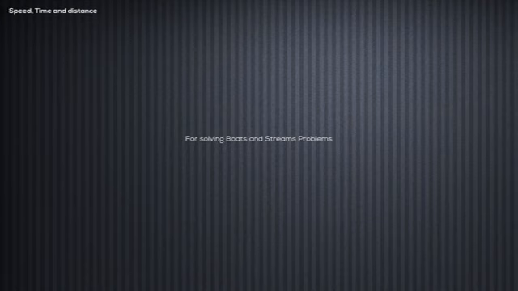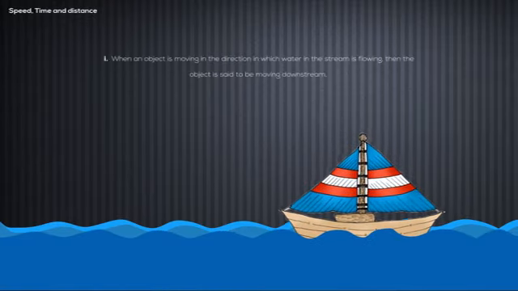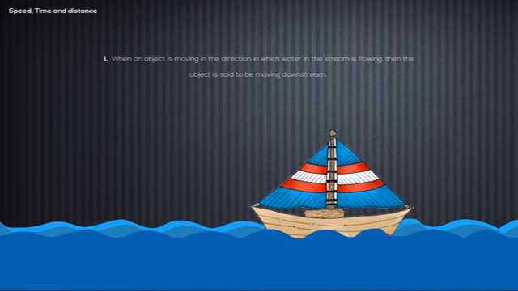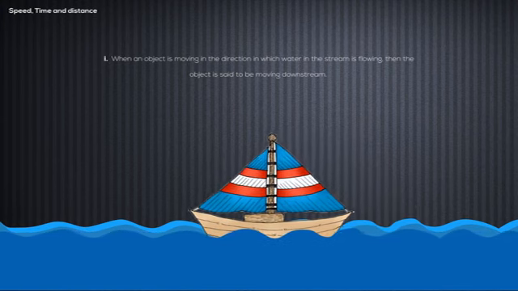Let's go through some rules which will help in solving problems related to boats and streams. When an object is moving in the direction in which water in the stream is flowing, then the object is said to be moving downstream.